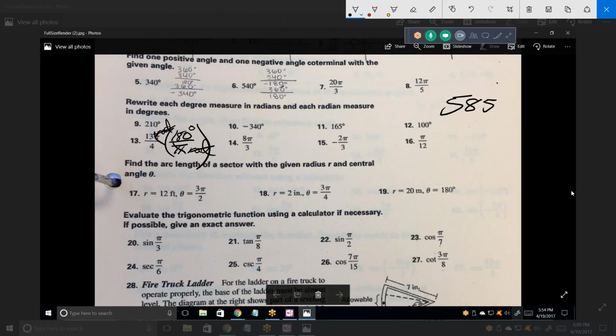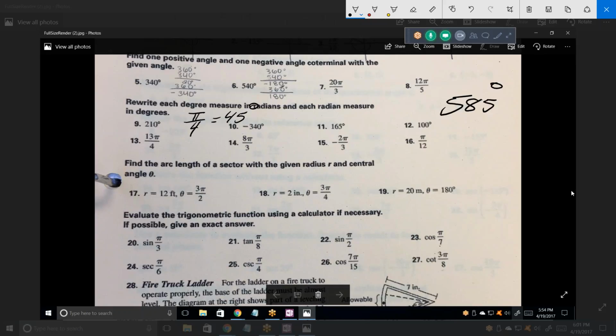Now, look at all the work we had to do, and we had to do it on paper. Now let's go back, and what was pi over 4? It's one of your common angles. In other words, your common angles are 30, 45, 60 degrees. 45, right? Yeah. So pi over 4 equals 45 degrees because those two numbers multiply to 180.